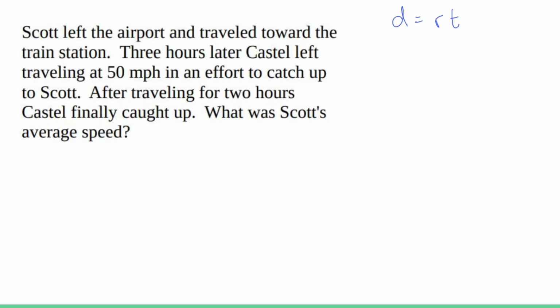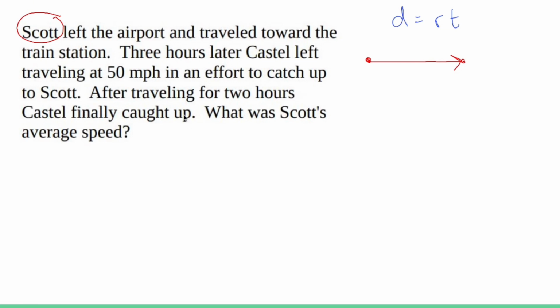So what I have to do is draw two pictures about two different people doing something that has to do with distance, rate, and time, and try to gather as much information as I can. So let's focus on Scott. Scott left one place, he traveled, and then eventually he stopped when this other guy caught up to him. What do we know about Scott? Well, he left the airport and traveled towards the train station. Who cares? 3 hours later, Castell left, traveling 50 miles per hour in an effort to catch up to Scott. After traveling for 2 hours, Castell finally caught up.